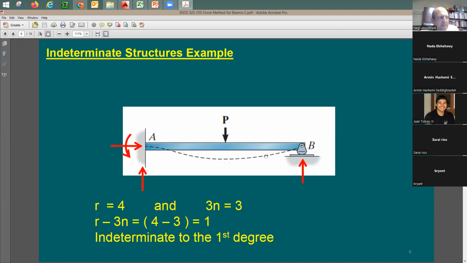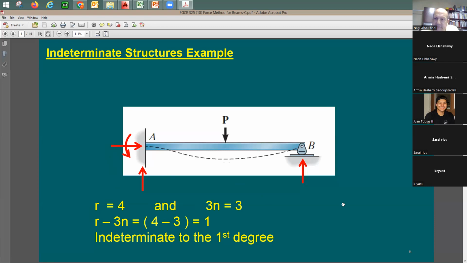Now let's study this problem. The number of R, which means the reactions, is going to be 1, 2, 3, and 4. I have one structural member, so it's 1 times 3. 3n is equal to 3. Now R minus 3n is equal to 1. So this is indeterminate to the first degree. This is how we figure out the number of degrees.